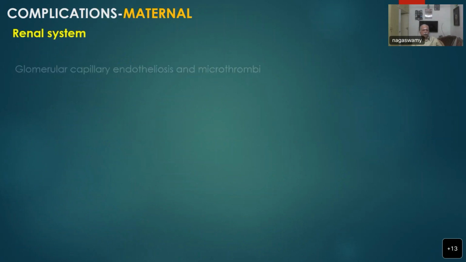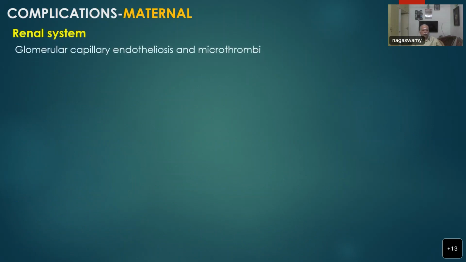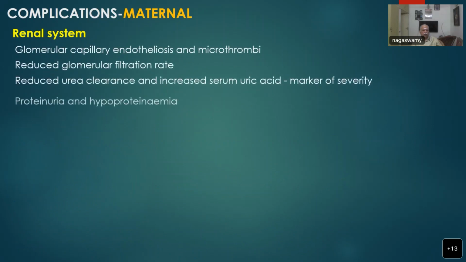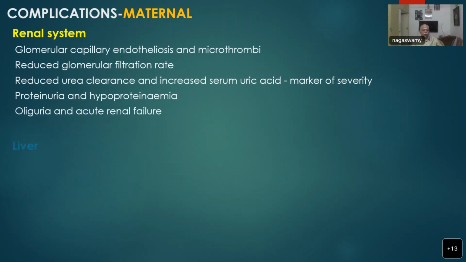Continuing with the complications, renal complications: glomerular capillary endotheliosis and microthrombi, reduced glomerular filtration, reduced urea clearance, and increased serum uric acid. They are the markers, so if you measure the serum uric acid and it is more than 7 milligrams, it is an indication that the kidneys are getting affected. And proteinuria and hypoproteinemia, oliguria and acute renal failure are very common.